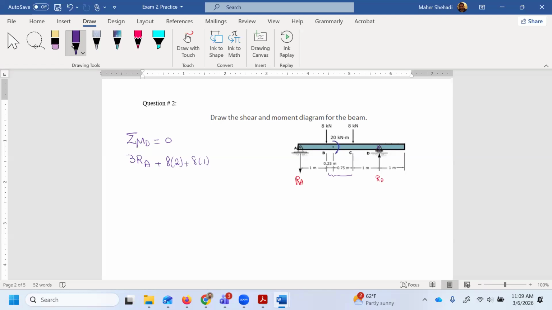Now, that's not all we have. That's all the moments created by the forces that we see from the support and the applied force. But also we have this applied moment, which is in the negative direction. So it's minus 20 equals 0. So 20, and here we have 24. So that's 44 divided by 3.